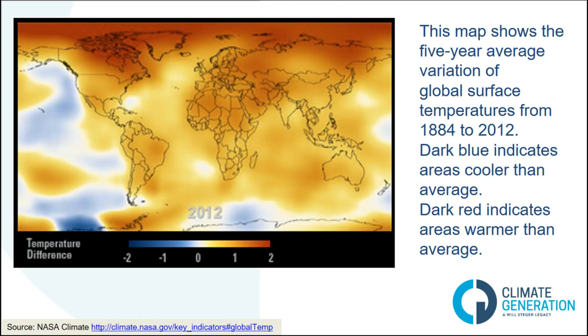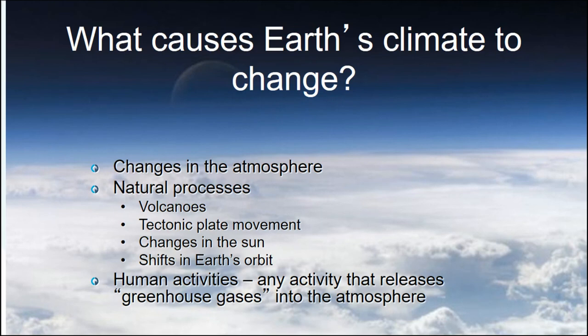Well, what's going to cause the Earth's climate to change? There are lots of different reasons. We have changes in our atmosphere, and there are two major possibilities for these causes. There are natural processes, which I'll talk about in just a minute, and the other one is human activities.